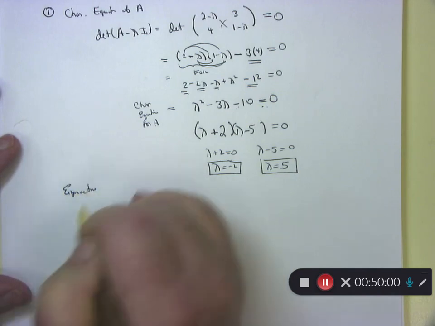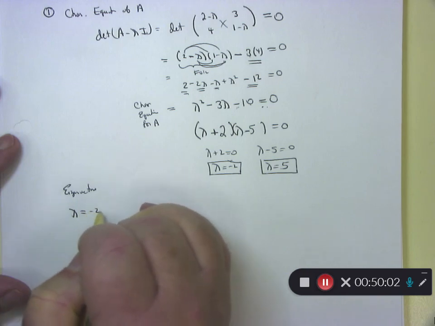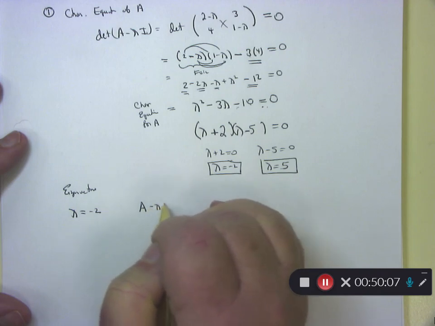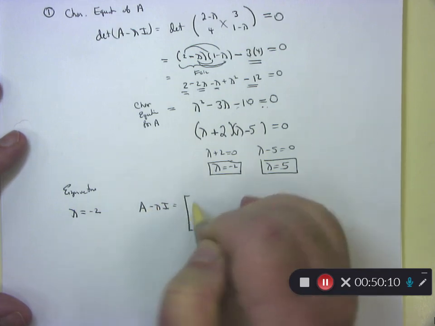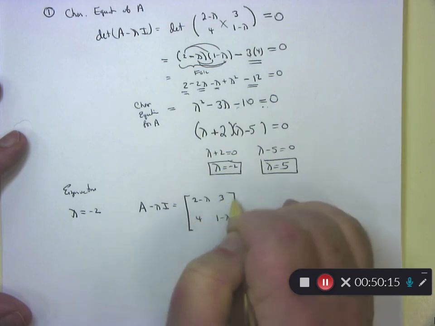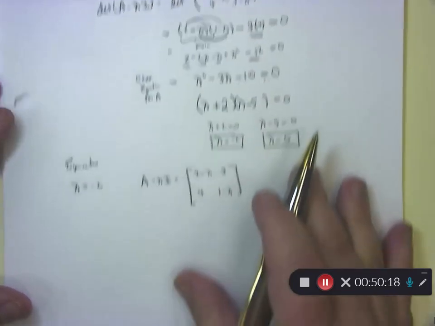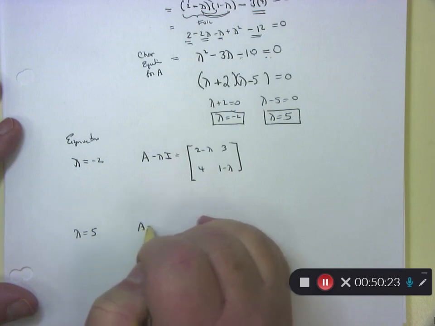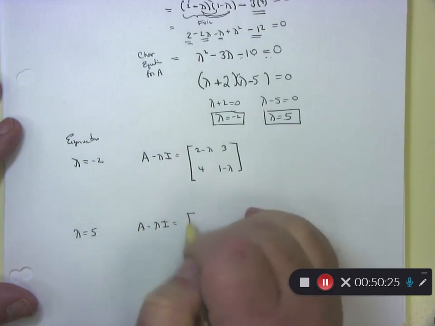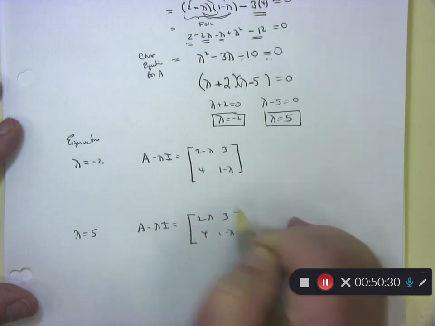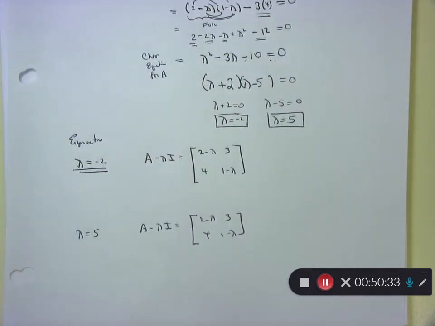Let me show you. You take lambda equals -2 and plug it back into the matrix A minus lambda I. A minus lambda I as a matrix was 2 minus lambda, 3, 4, and 1 minus lambda. And then you have the other one, which is lambda equals 5, and you're going to plug it into A minus lambda I, this matrix here: 2 minus lambda, 3, 4, 1 minus lambda. Now, plug in lambda equal to -2.